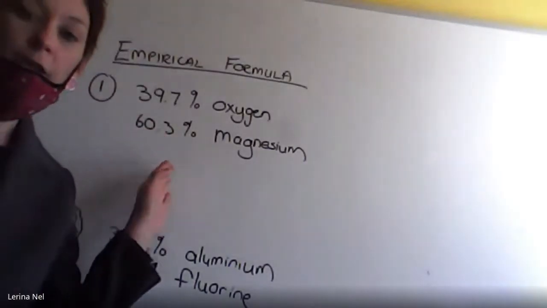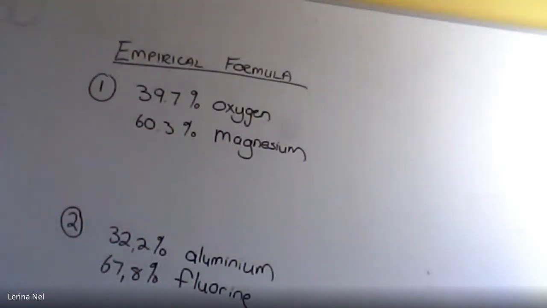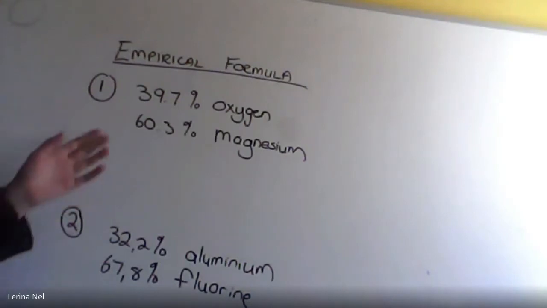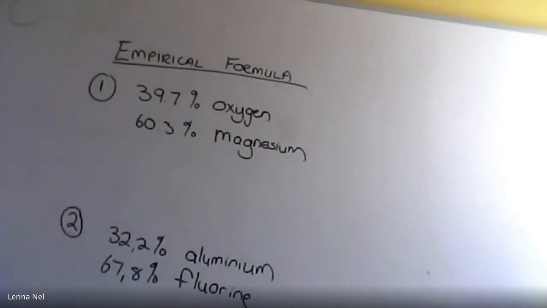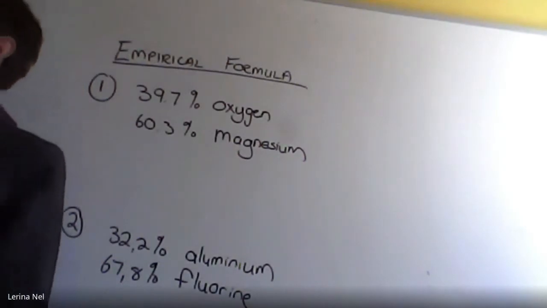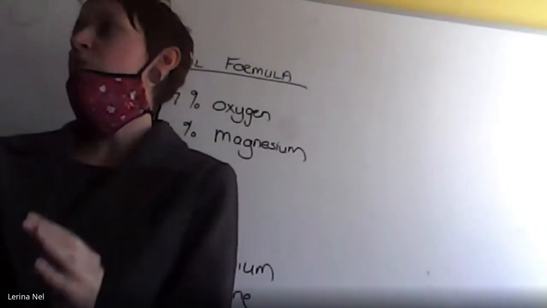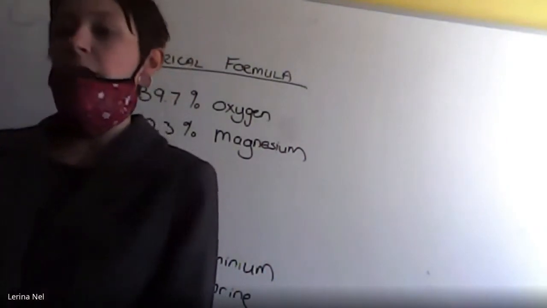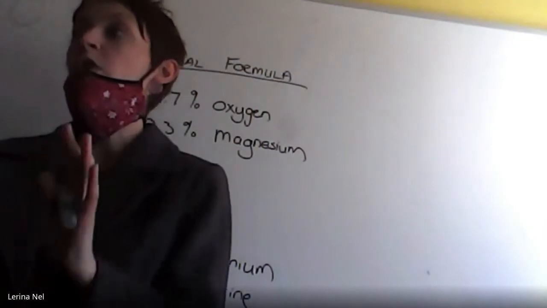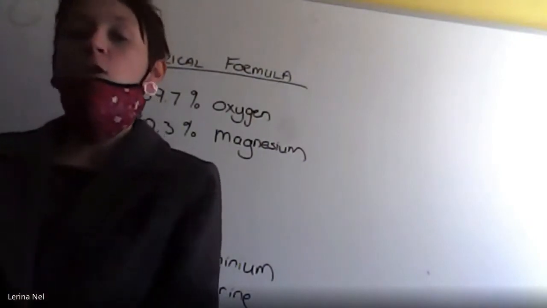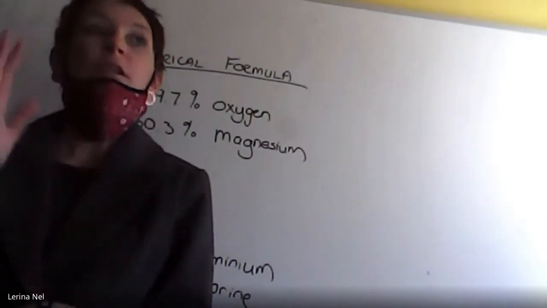Everybody at home, I hope you can see it. It's the first example. 39.7% oxygen, 60.3% magnesium. Our question: calculate the empirical formula. Now, empirical formula is the formula that shows the simplest ratio between atoms. So when you get lost, when you are not sure, please ask.